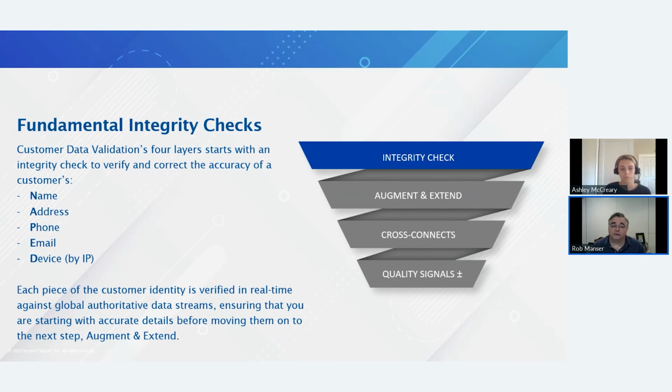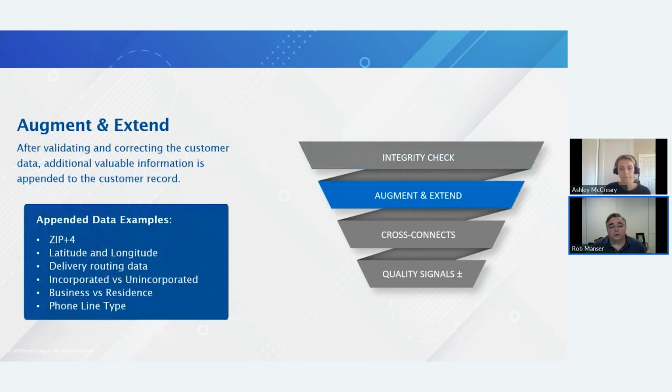This ensures that you're starting with accurate details before moving them into the next step, which is where we augment and extend the data. Using that updated and accurate data, we're able to append additional data points that can be used for any number of use cases. In this case, we'll be talking about location intelligence. So we'll dive into some of the other data points that are provided that can be used in that case. But there's definitely other data points that come along with this.